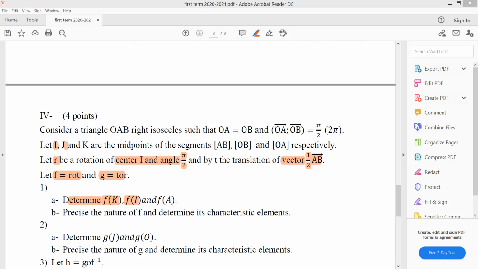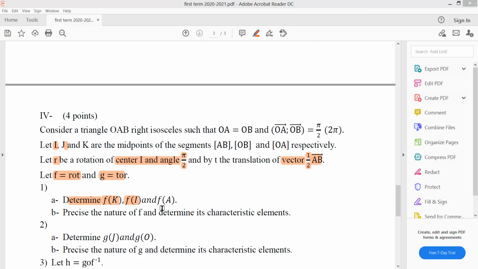Then to make the rotation of B, I join I to B. Then I rotate it by angle pi over 2 in the positive sense. I will get O. So the rotation of B equals O, since IB equals IO and the angle IBIO equals pi over 2. In the exam, you have to discuss why we have the following. It is not necessary to directly write the result.